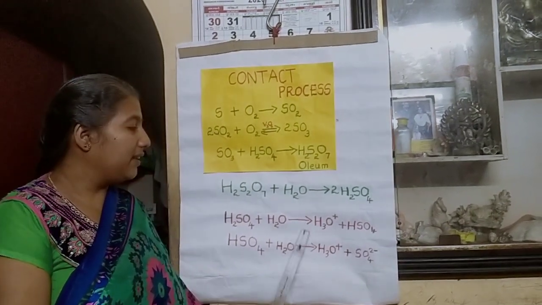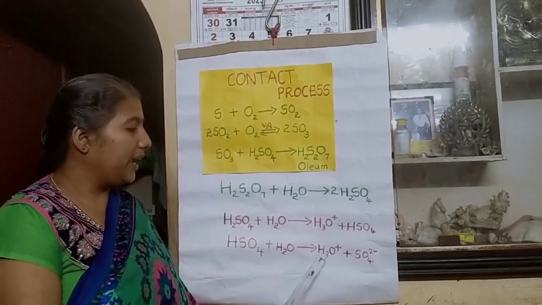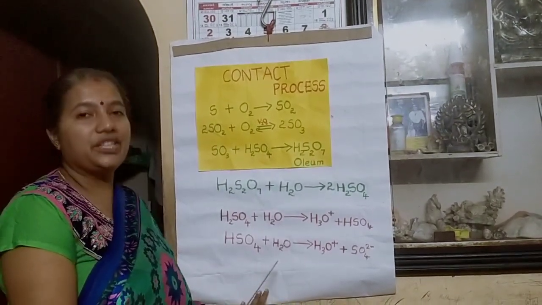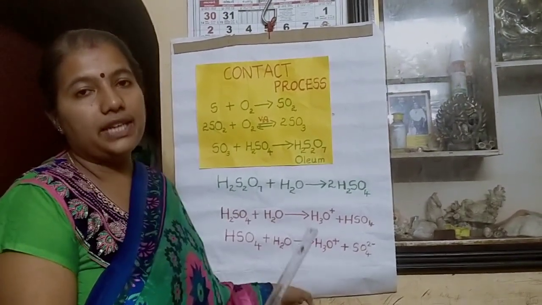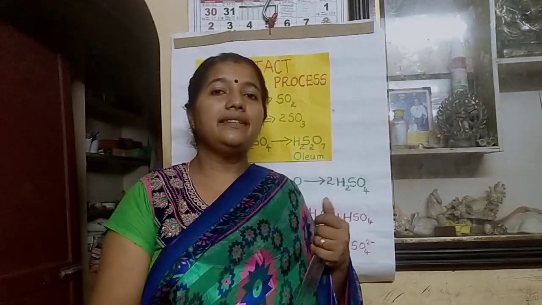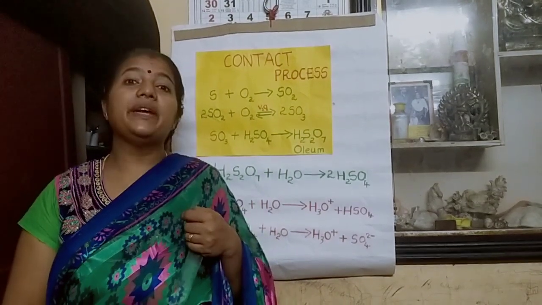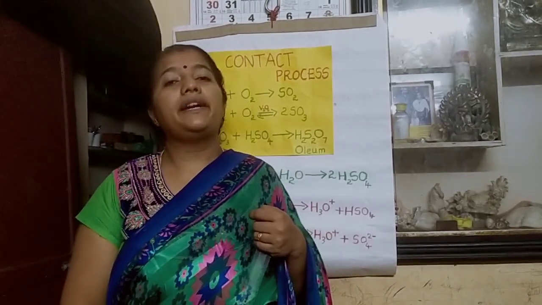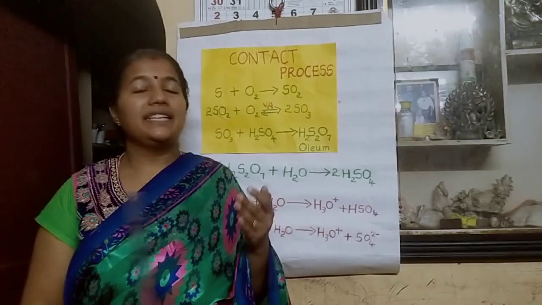So here it is dibasic. 2 H plus ions are formed by the ionization of H2SO4. So it is a dibasic acid and also a strong dehydrating agent. It dissolves in water, but a large amount of heat is evolved.